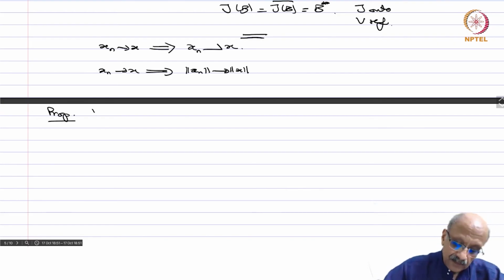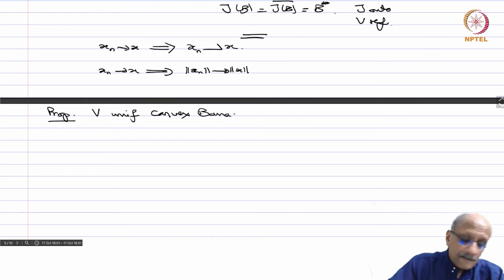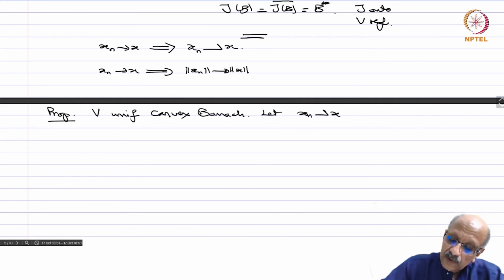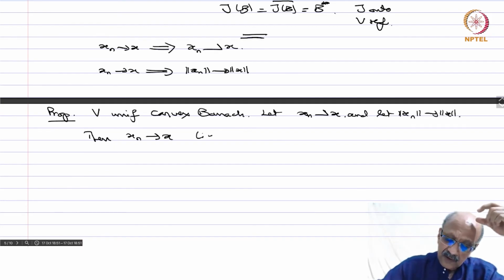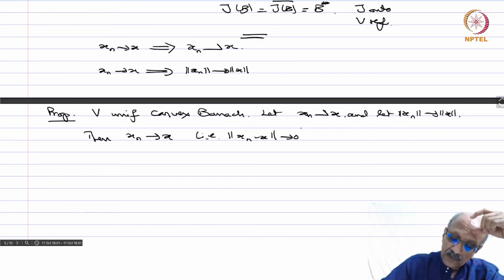So let V be a uniformly convex Banach space, and let xn converge weakly to x, and let norm xn converge to norm x. Then xn converges to x, that is, norm of xn minus x goes to 0.